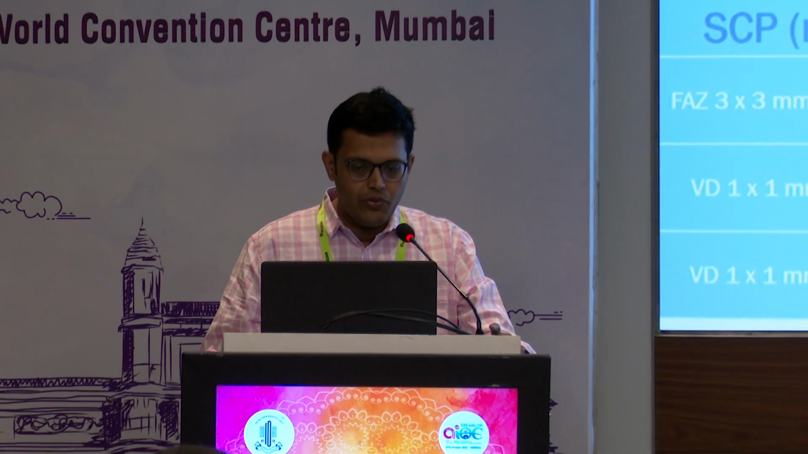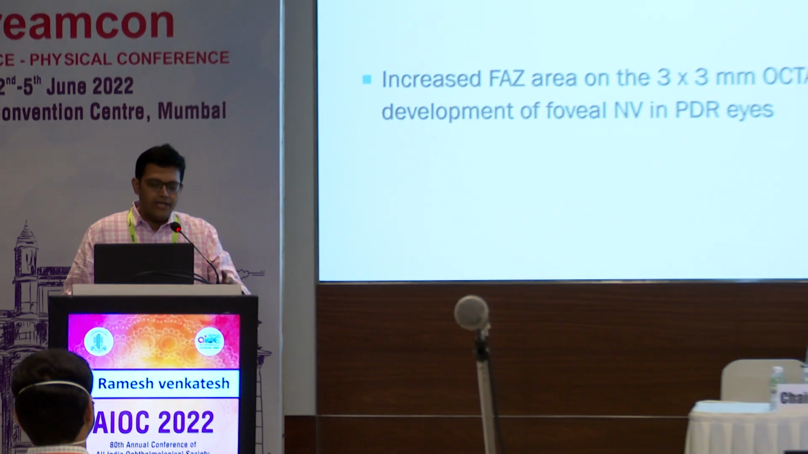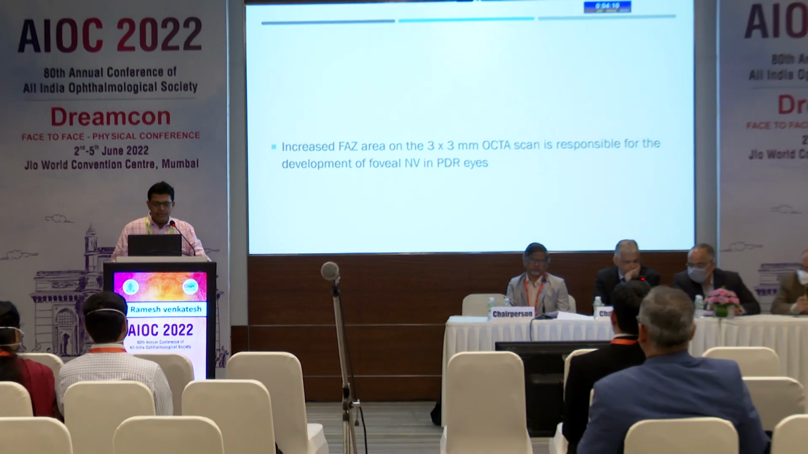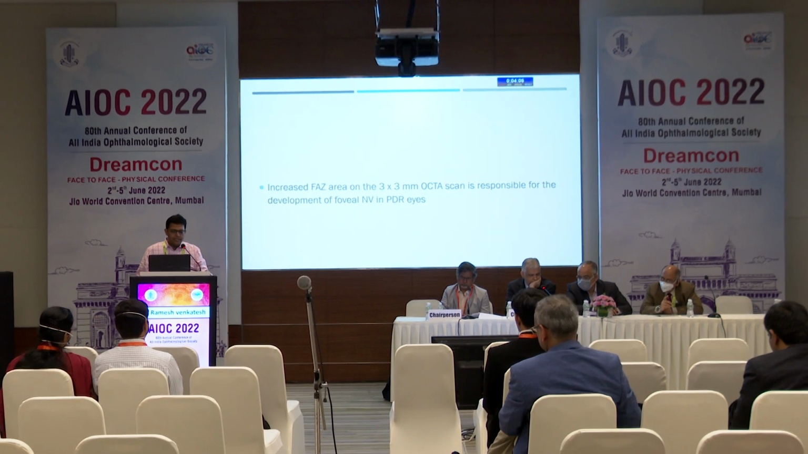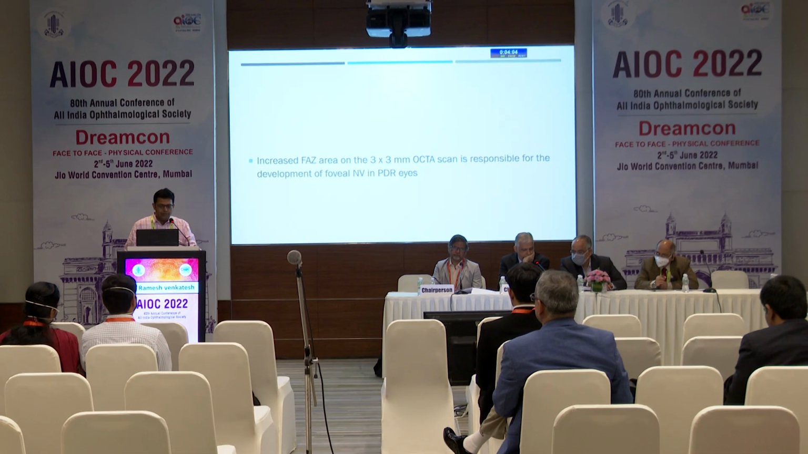Now coming to the univariate and the multivariate logistic regression analysis, we identified that it is the foveal avascular zone in the 3 millimeter by 3 millimeter superficial capillary plexus slab which contributes primarily to the development of foveal neovascularization. So an increase in the FAZ area in the 3 by 3 millimeter scan, primarily in the superficial capillary plexus, leads to the development of foveal NV in PDR eyes.